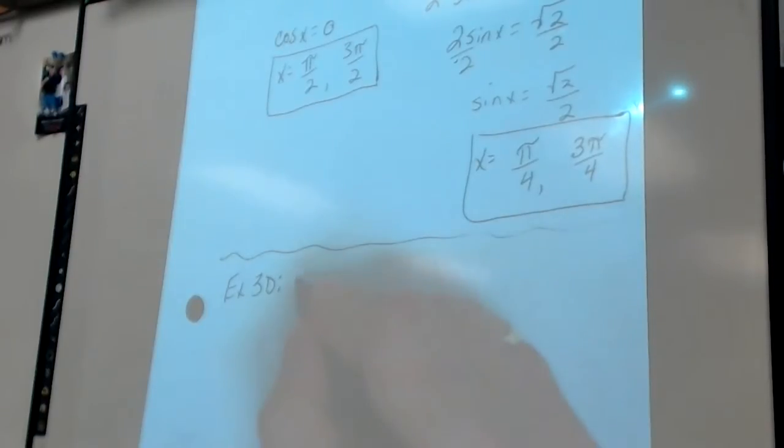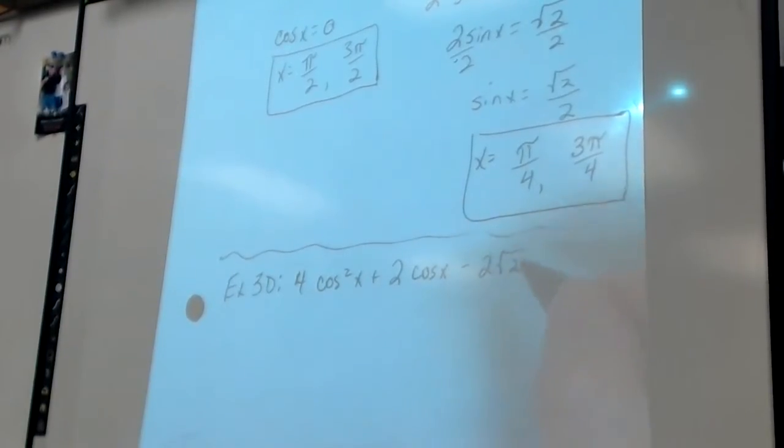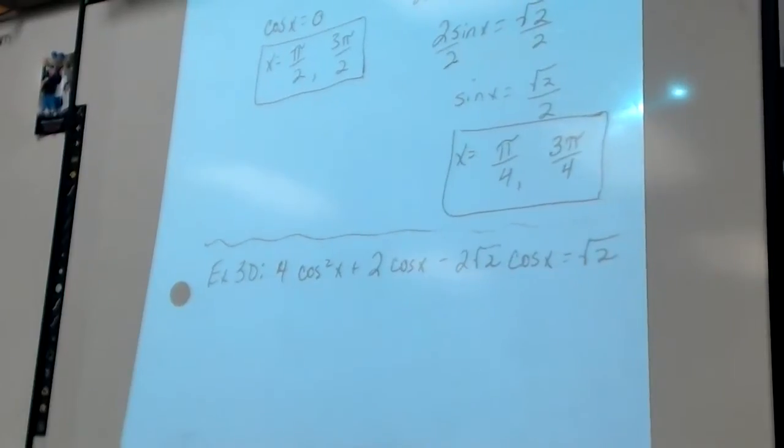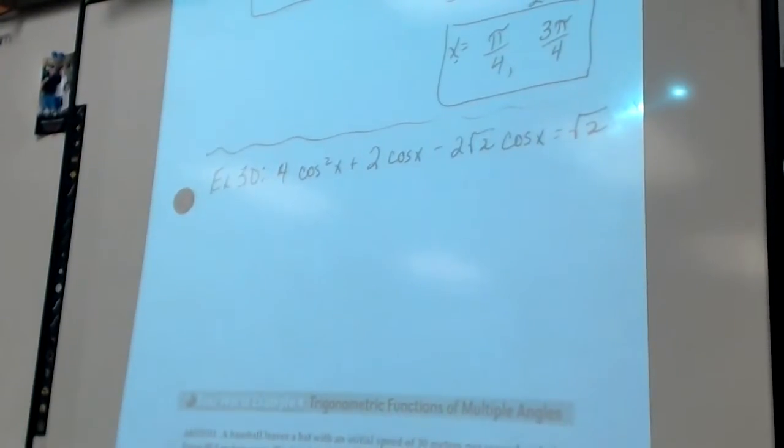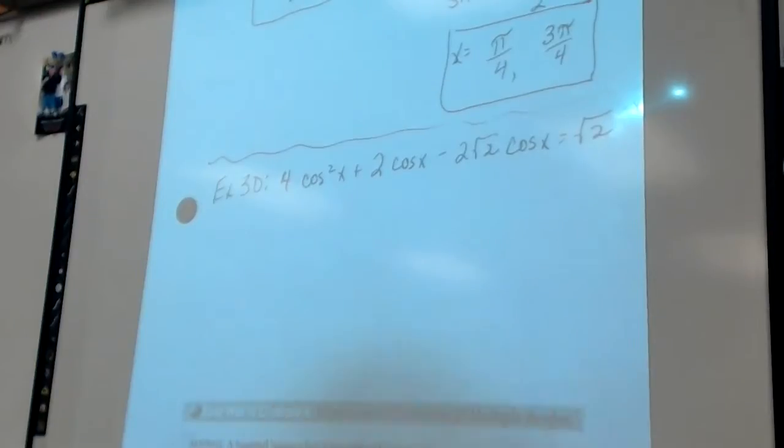All right, so this one is 4 cosine squared x plus 2 cosine x minus 2 times the square root of 2 cosine x equals the square root of 2. We can factor out a cosine x. We can actually factor out more than just the cosine x, you're right. We can factor out 2 cosine x.